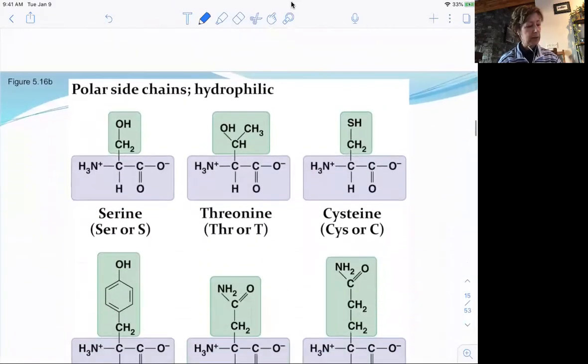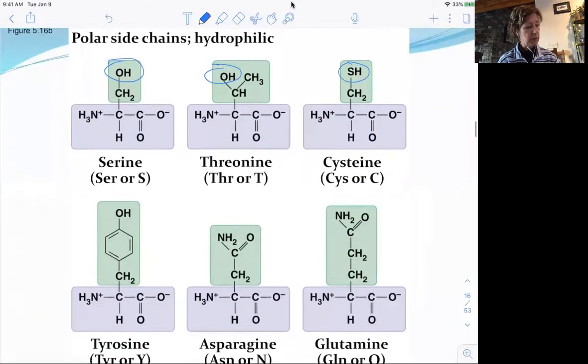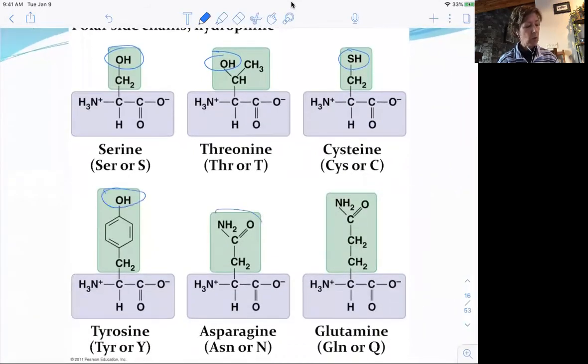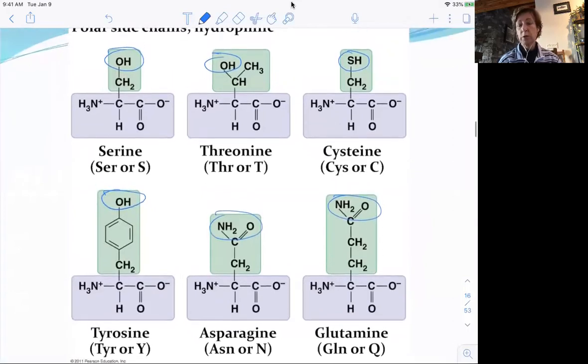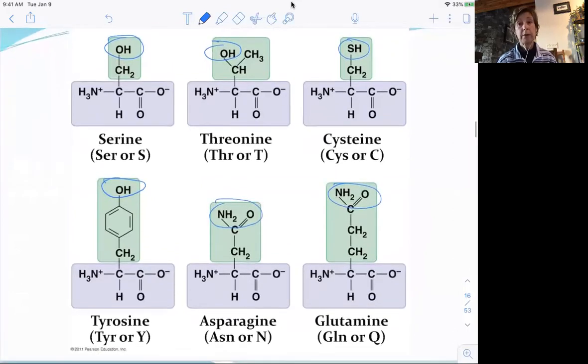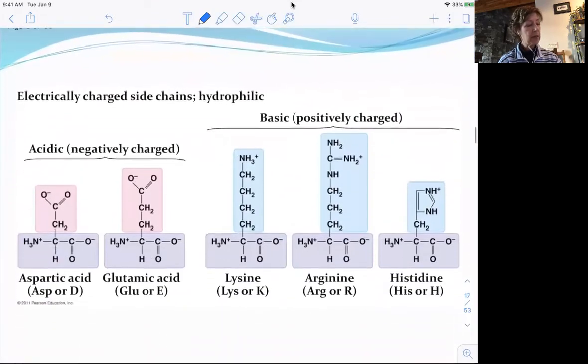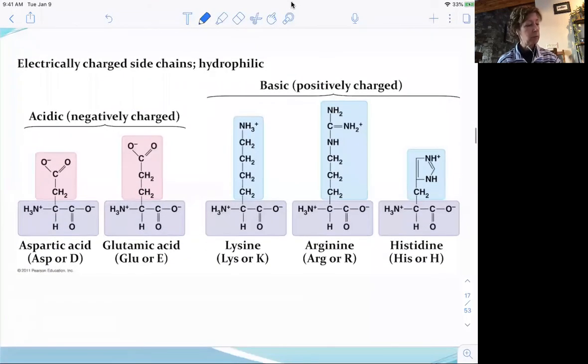Then our polar side chains, so we have hydroxyl groups or sulfur atoms or more hydroxyl groups or amine groups. So these are the different uncharged, but polar because they have hydrogen or nitrogen on it. And then electrically charged would be, they have a negatively charged group like a carboxyl group or a positively charged group, an amine group on it. So these are the acidic and these are the basic amino acids.